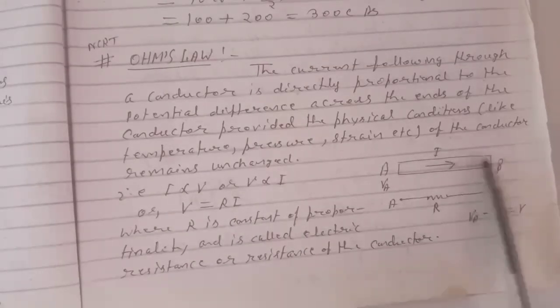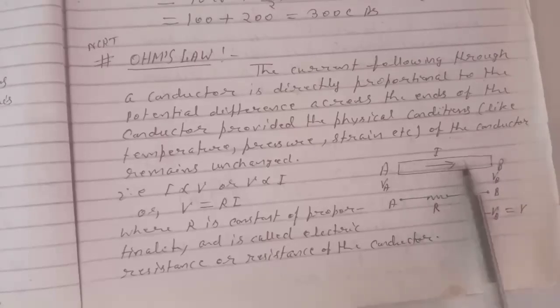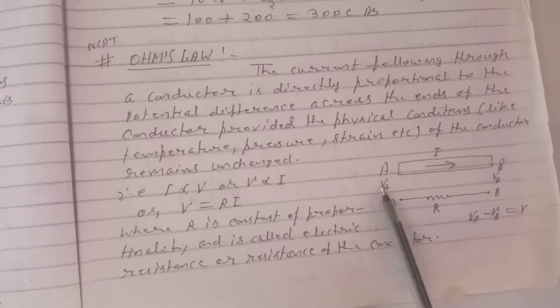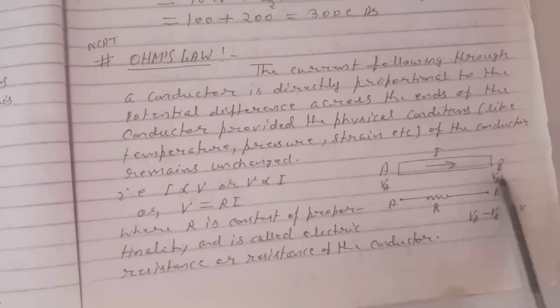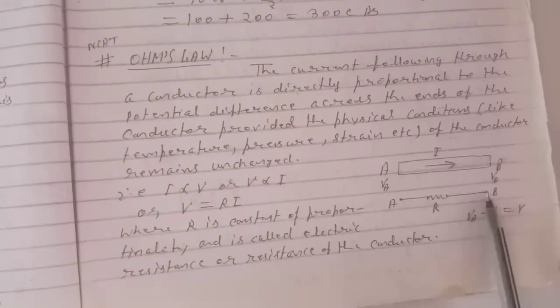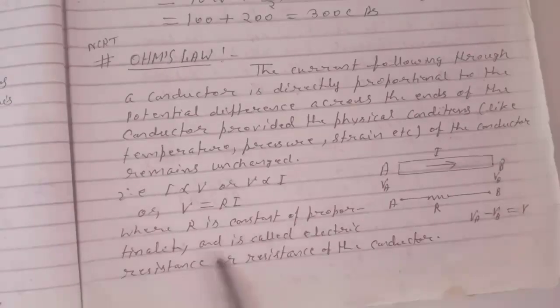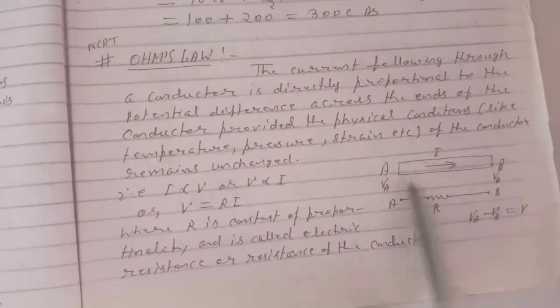Here it is shown, this is the conductor, and the current in this conductor is I. At A its potential is V1, and at B its potential is V2, and this is represented by a circuit diagram like this. This point is A, this point is B, and the resistance of the whole conductor is shown by R, where R is a constant of proportionality and is called electric resistance, or the resistance of the conductor.